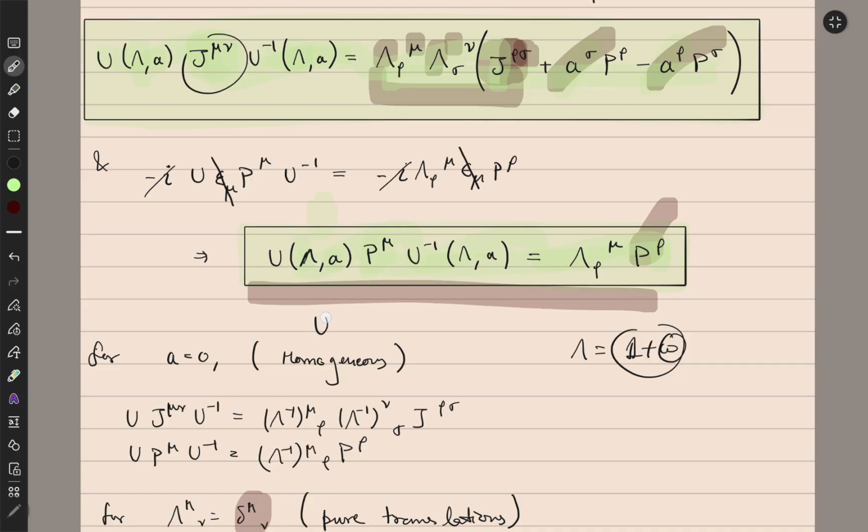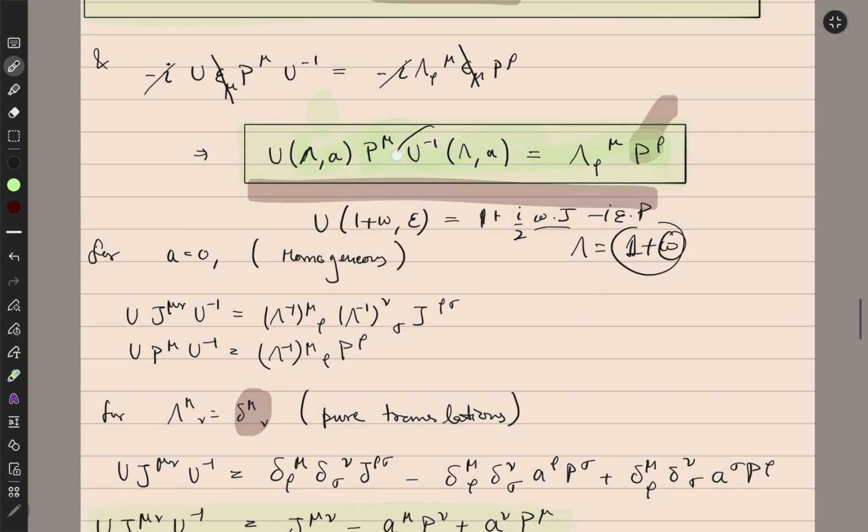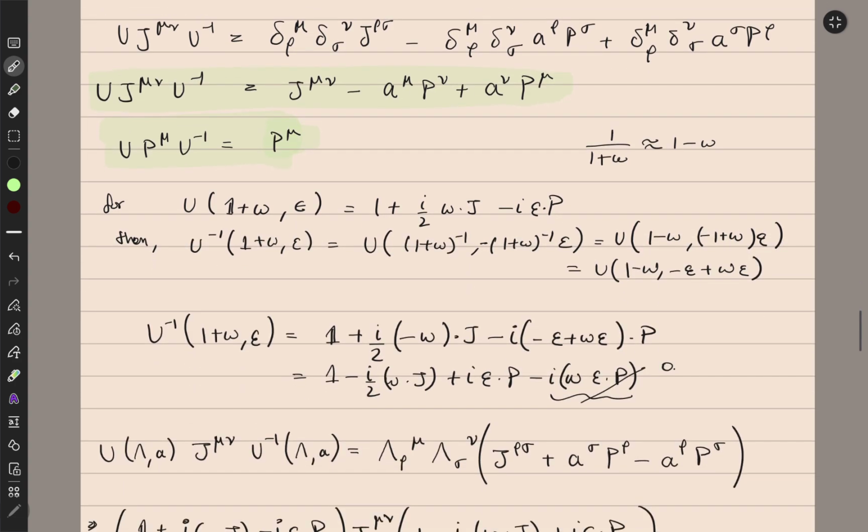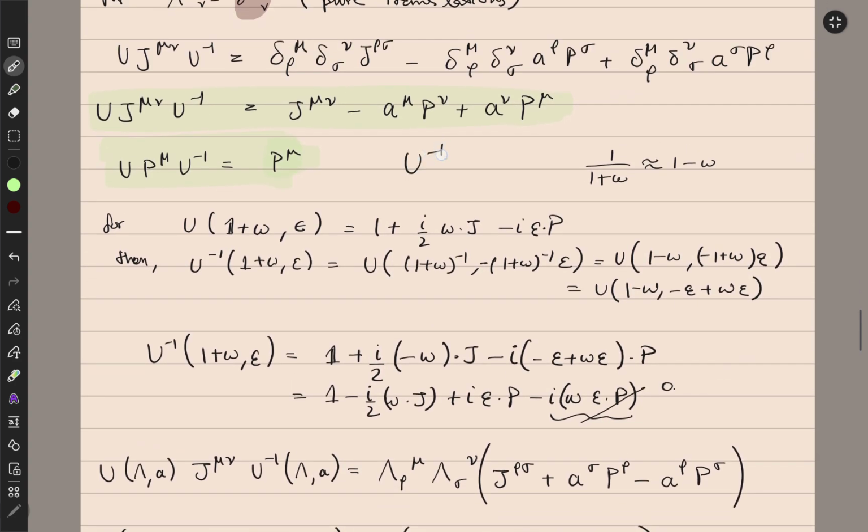So again, U of 1 plus omega and epsilon, in place of a we'll use epsilon, would again be of the form 1 plus i/2 omega dot J minus i epsilon dot P. And for both of these you will have to find U inverse, and again the rule was that U inverse of (Λ, a) was U of (Λ inverse, minus Λ inverse a).